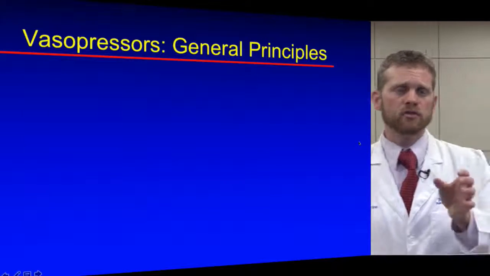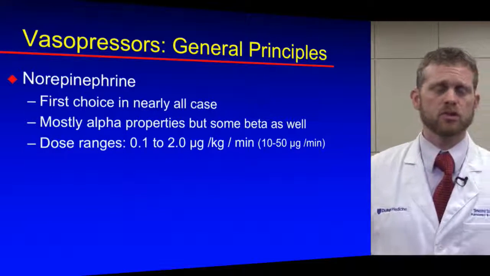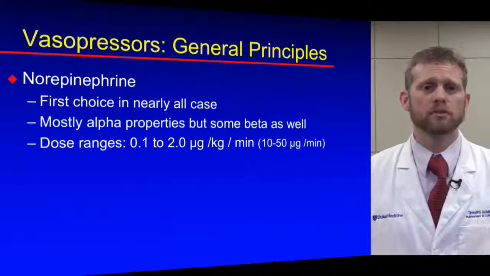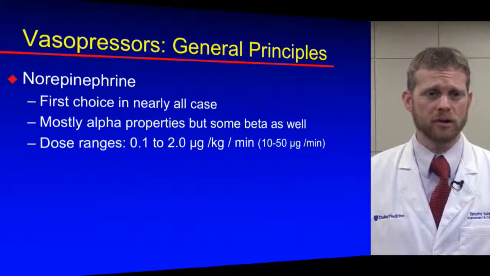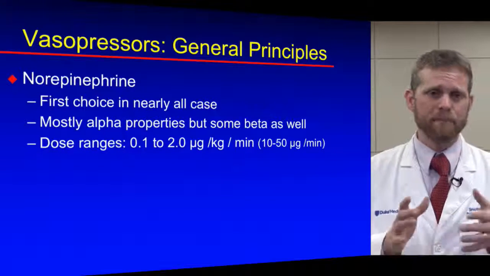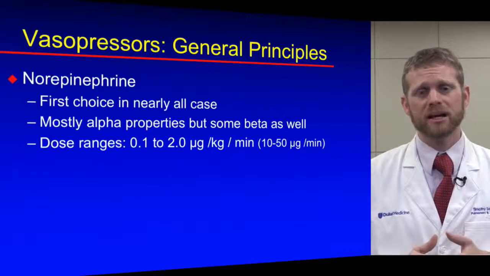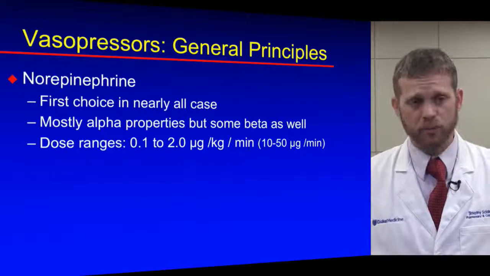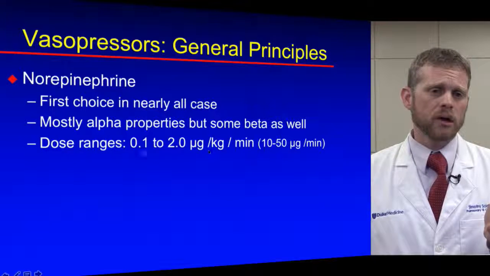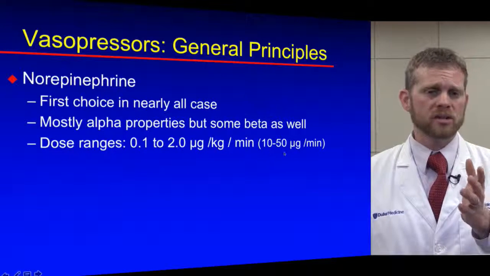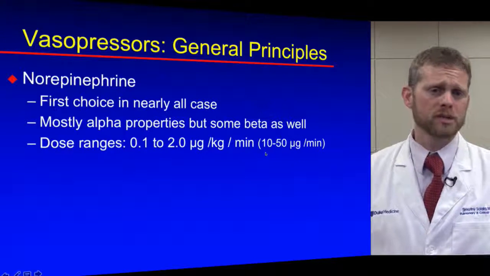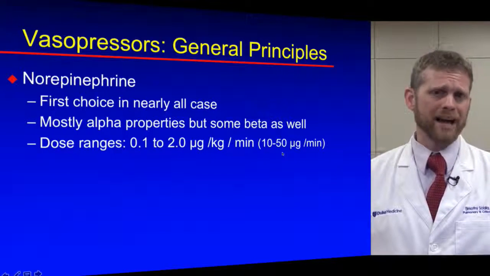So, general principles when it comes to vasopressors. Norepinephrine is really the first choice in almost all forms of shock if you're going to hang a vasopressor. The reason is that norepinephrine has both alpha and beta properties that make it the ideal vasopressor. The range for doses, where I trained, we talked about it in micrograms per minute, and 10 is typically a lower dose, up to 50, which would be a very high dose.